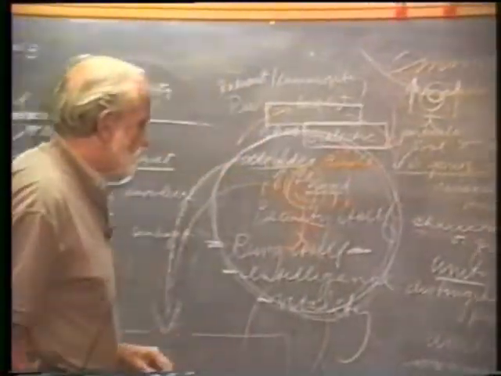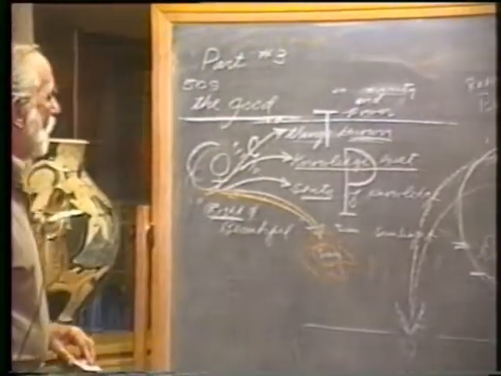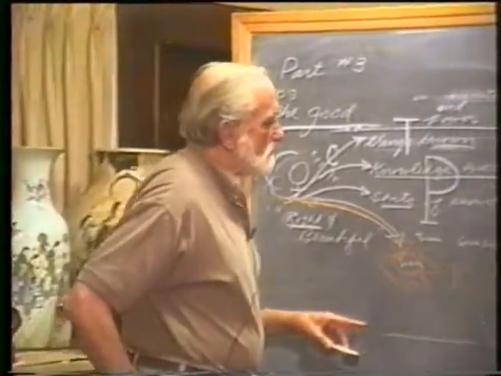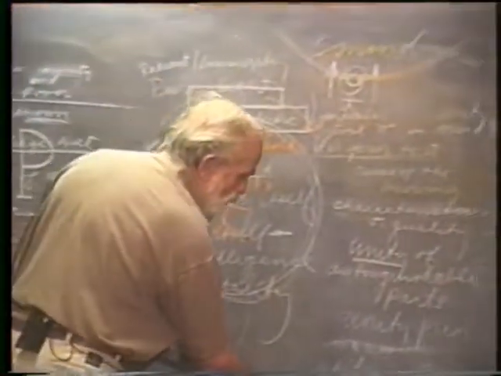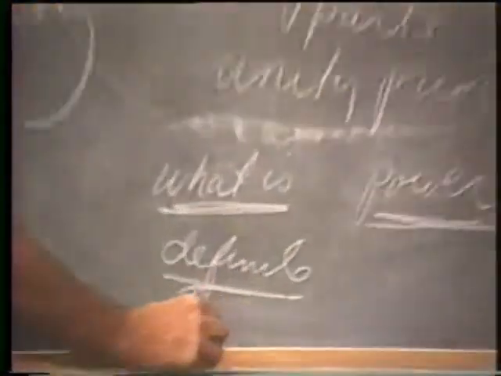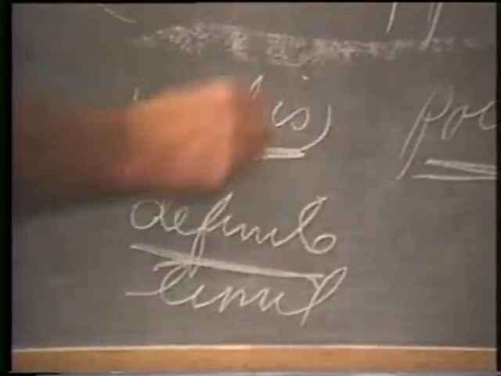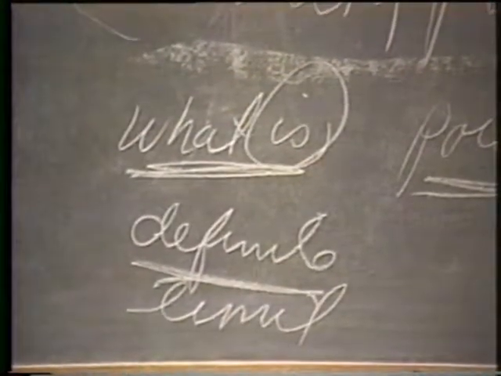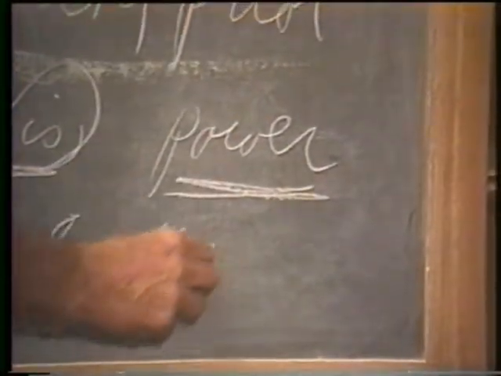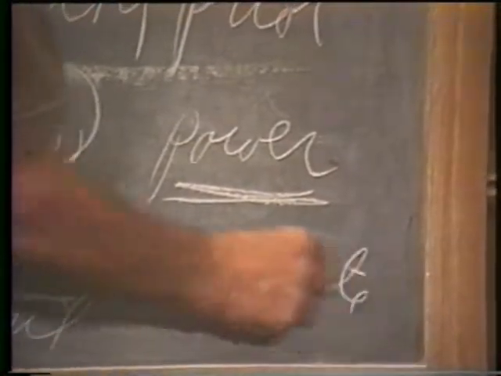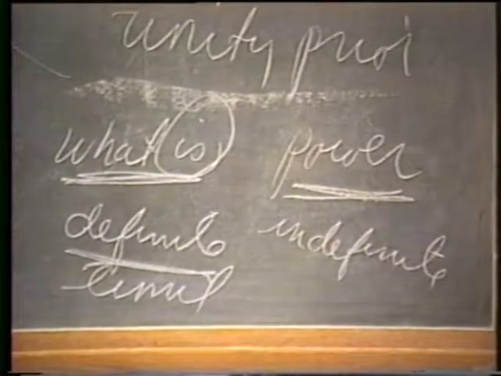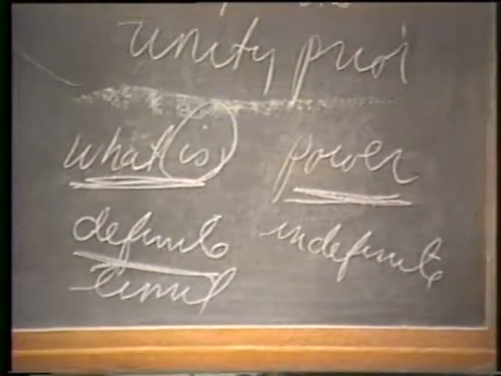Now, wait a minute. That's a curious, interesting thing. You see, when we say that something is, we mean that it's definite. It has a limit. Right? Has a limit. Power on the other side is indefinite. All power by itself is a homogeneous force. It varies in quantity, but not in kind.